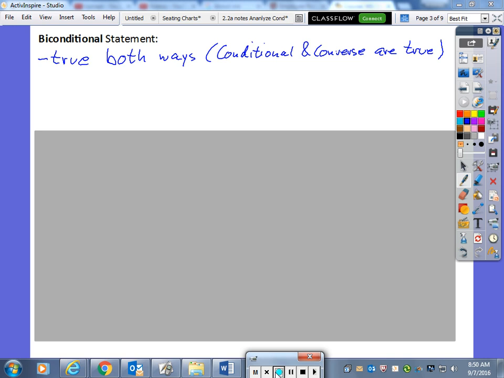The biconditional statement is true both ways. The conditional statement and the converse are both true. You do remember from the last class, as I said, the converse that we create out of a conditional statement is not always true. But if we find that the conditional and the converse are both true, then we have a biconditional statement.